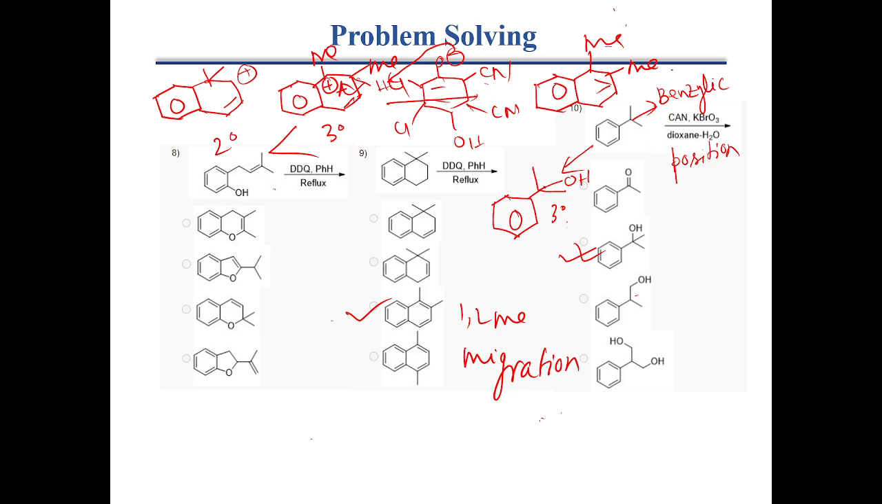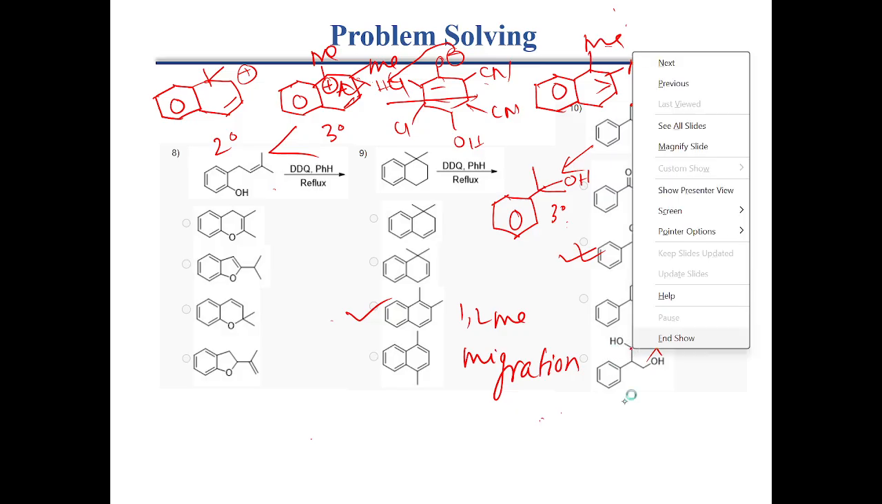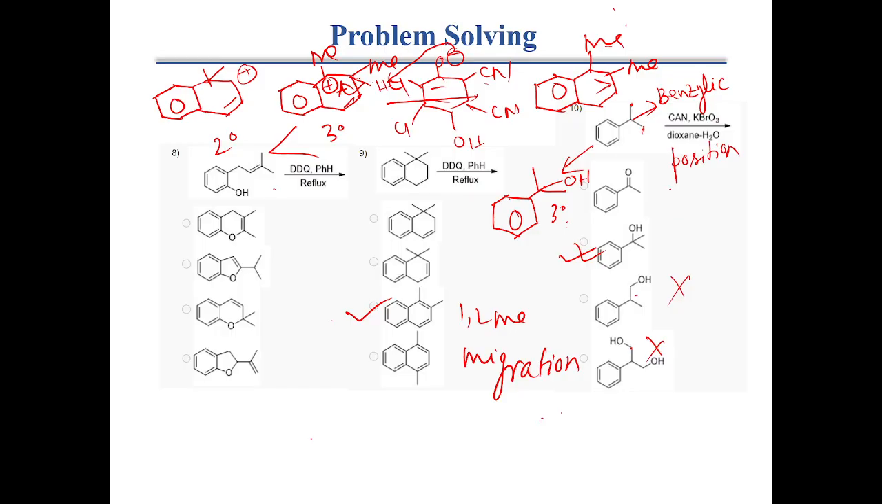So this is the primary position, but in these cases, this option and this option are not possible because CAN is unable to oxidize the primary position or methyl to CH2OH. Here the ketone is forming. This is also not possible in the presence of CAN.